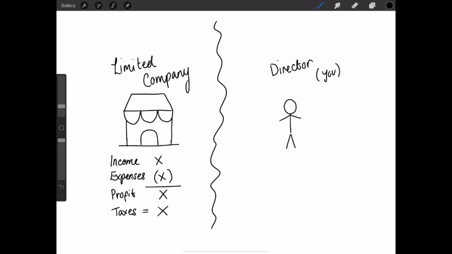So let's draw that out. We now need to concentrate on this person on the right hand side, you. We want to make sure this person is really, really happy. To be able to be happy, they're going to want to take money out of that limited company.